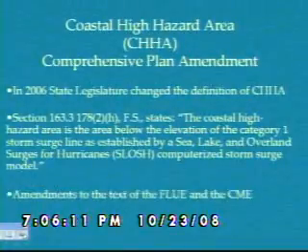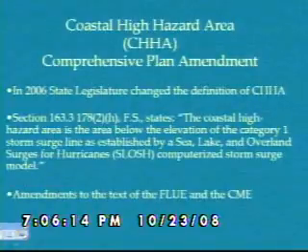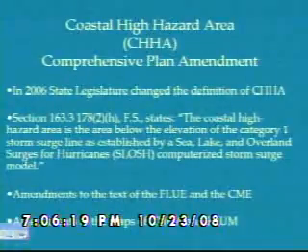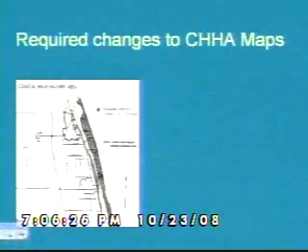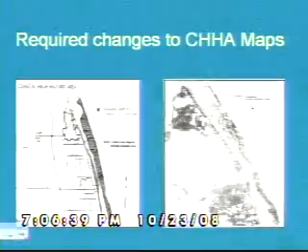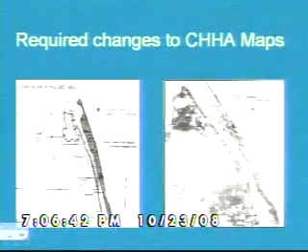This would require amendments to the text of the future land use element and the coastal management element, and amendments to the maps of the coastal high hazard area and the future land use map. This is a picture of the old coastal high hazard area, and as you can see, the island is all colored in, and it's an evacuation zone for a Category 1 and 2 hurricane. However, the updated map is for a Category 1 storm surge only. I've highlighted that area in blue so you can see it a little better.